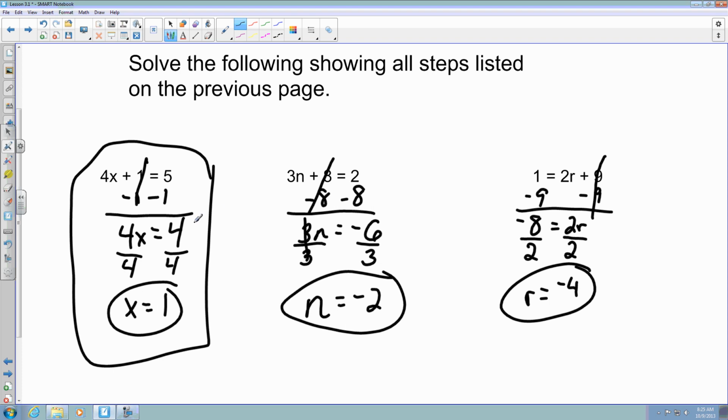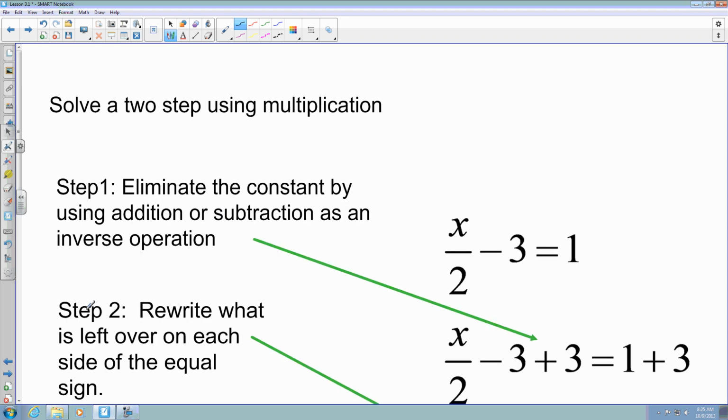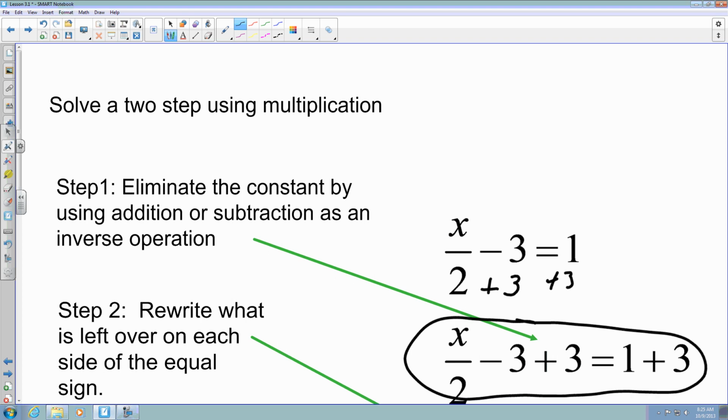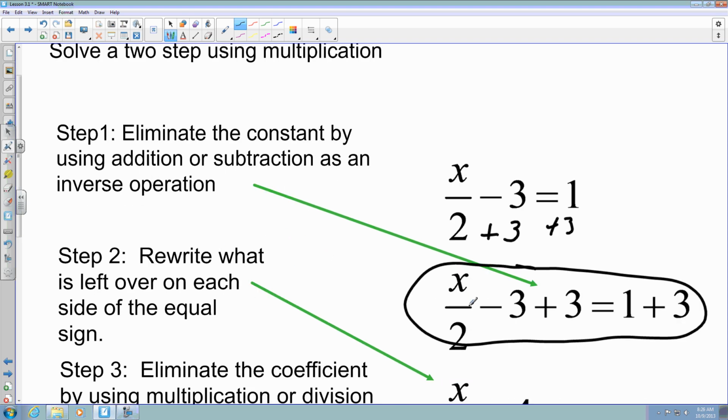Okay? Now, using two steps with multiplication, everything stays the same as it did when we were using division as our second step. You're still going to use addition or subtraction first. So you're going to add 3 to both sides, which is what this operation over here is. All it is doing is showing you adding 3 to both sides to eliminate that constant.